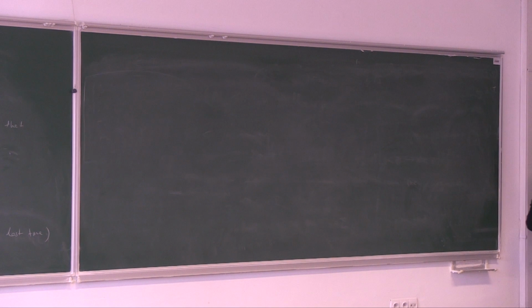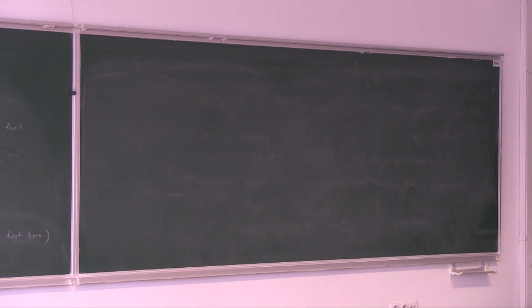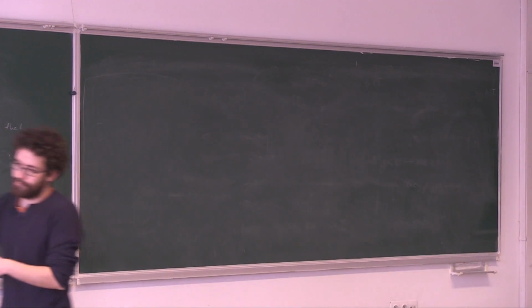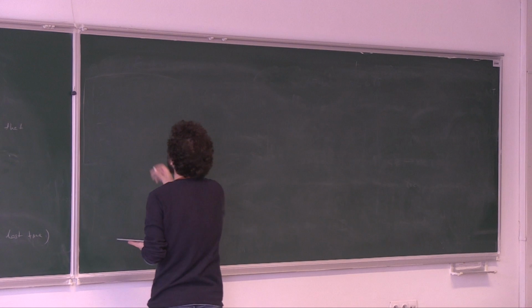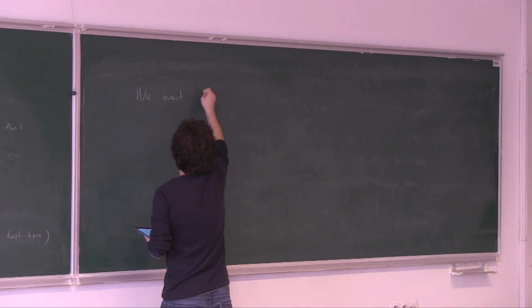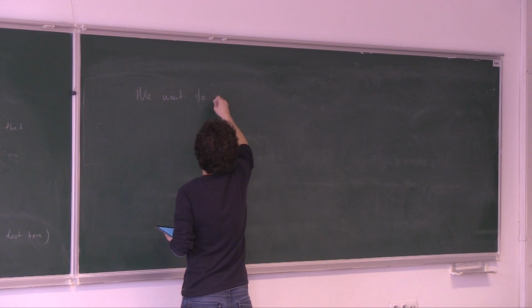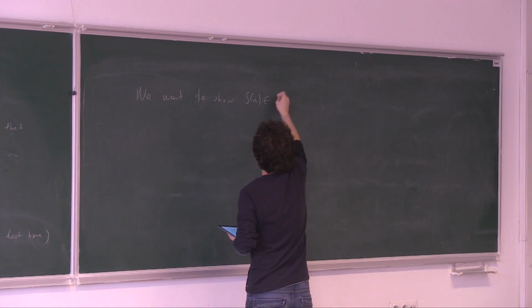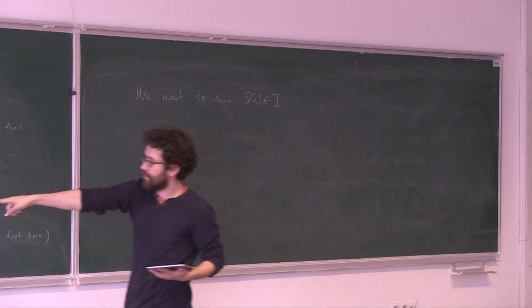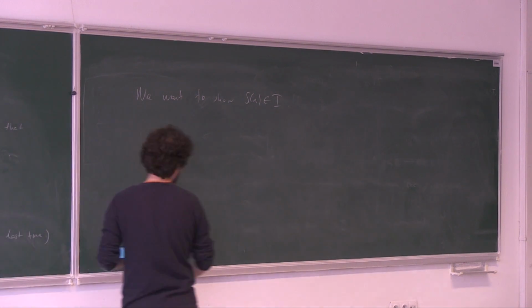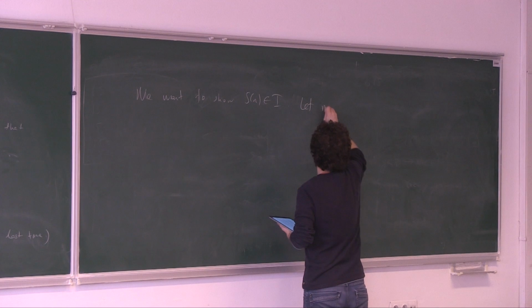Let me also clear this board. Okay, so we want to show the successor of n is an I, okay? So we want to show that when you plug the successor of n here, this is satisfied. How do you show that? Let m be some natural number. Okay?